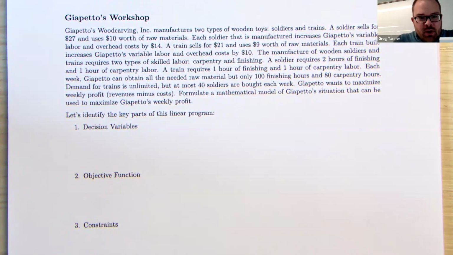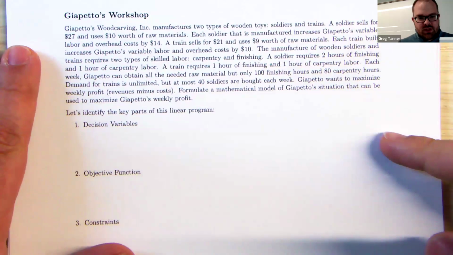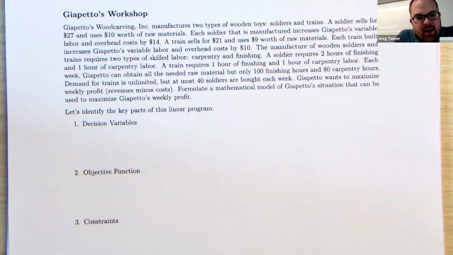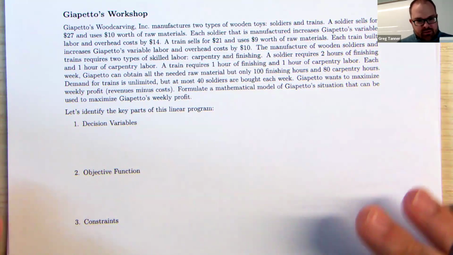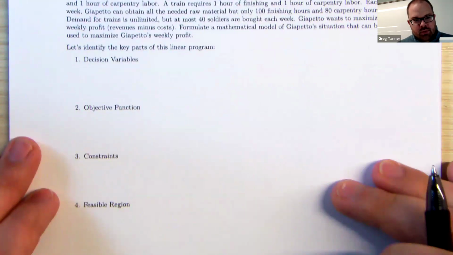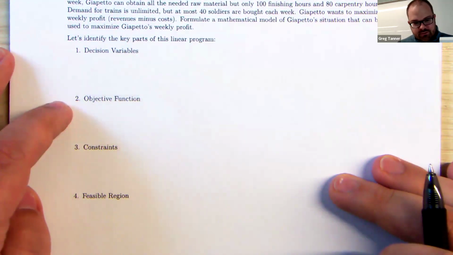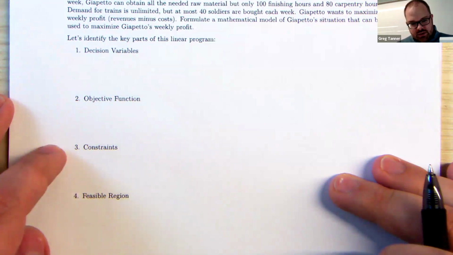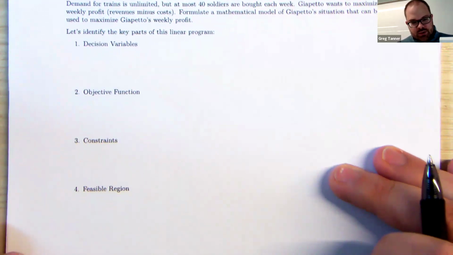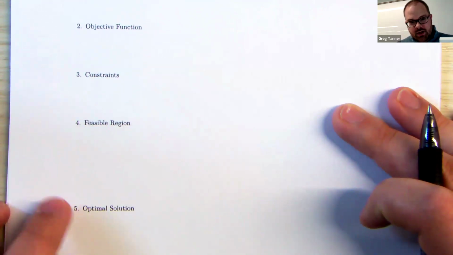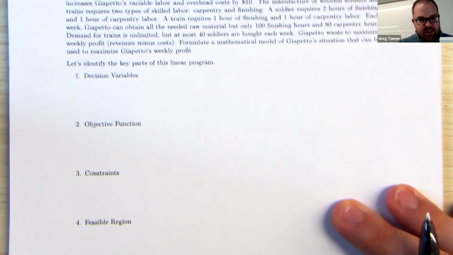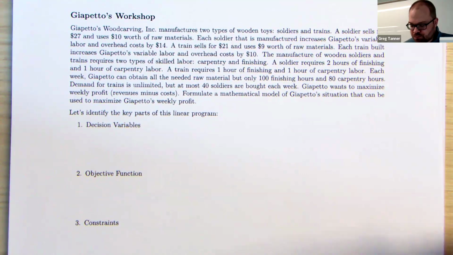So take a moment, pause the video, read the scenario so that you know what's going on. And then we'll go ahead and discuss what makes up a linear program. I've laid out the key parts of a linear program: the decision variables, the objective function, the constraints. Once you have the constraints, then you can come up with a feasible solution, a feasible region, and our end goal is an optimal solution. So let's break it down and talk about what each of those are.